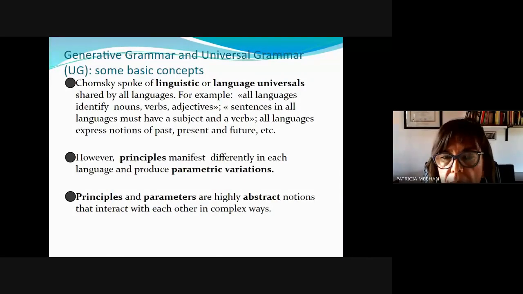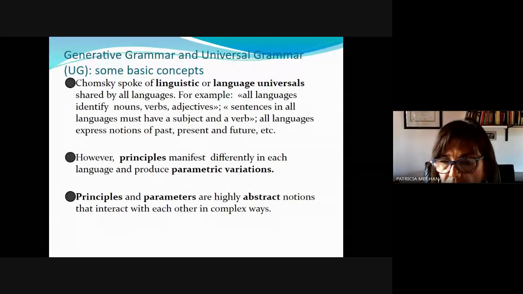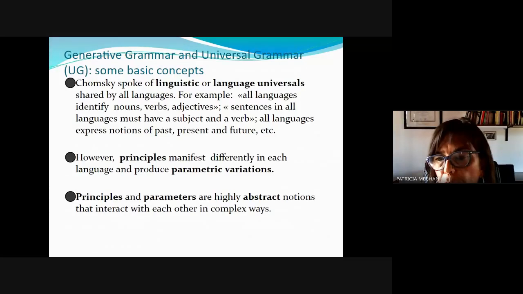I will explain why in a second. And the last one, all languages express notions of past, present, and future, is also an example of a language universal, which is not a language principle. Now I explain why some are language principles and some are not.